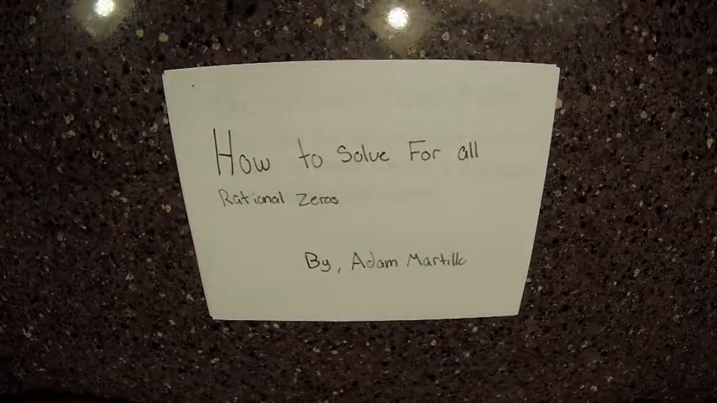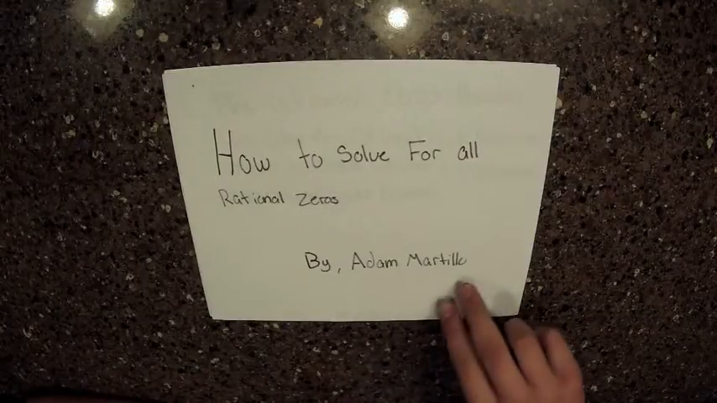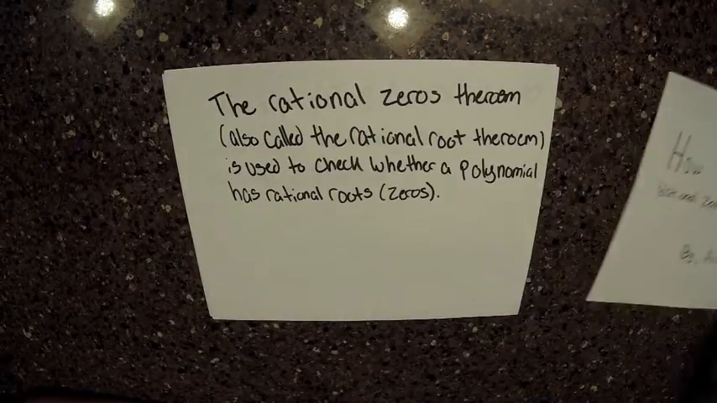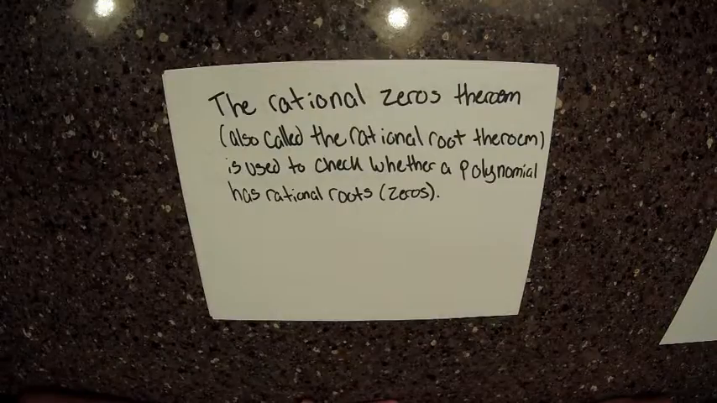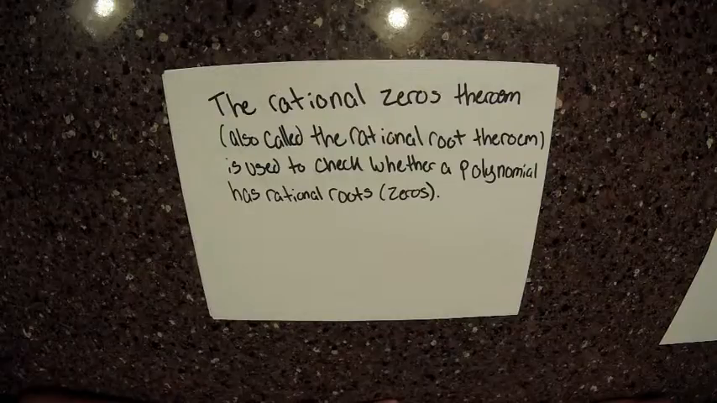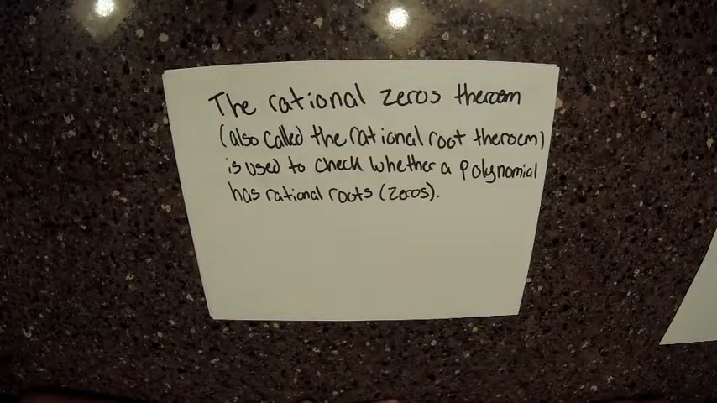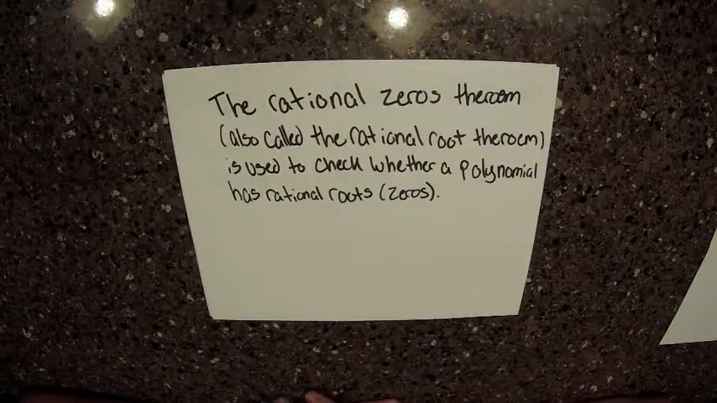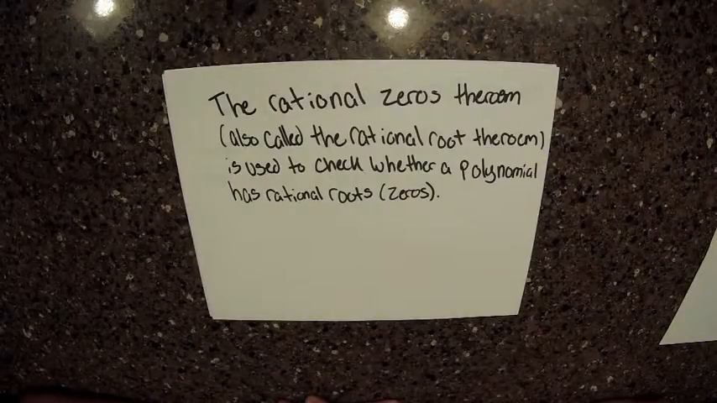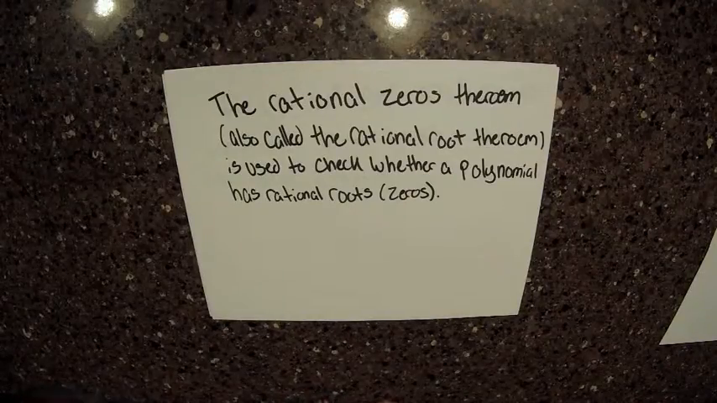How to solve for all rational zeros by Adam Martillo. The first thing you need to know is what a rational zero is. A rational zero is a number that makes a polynomial equal to zero. The rational zero theorem is also called the rational root theorem because it gives you the possible roots of what the polynomial sets to zero.